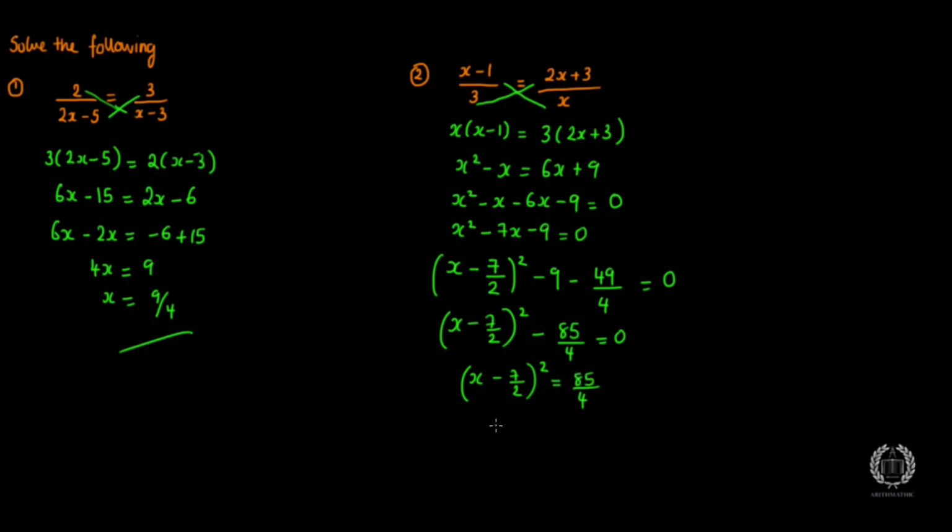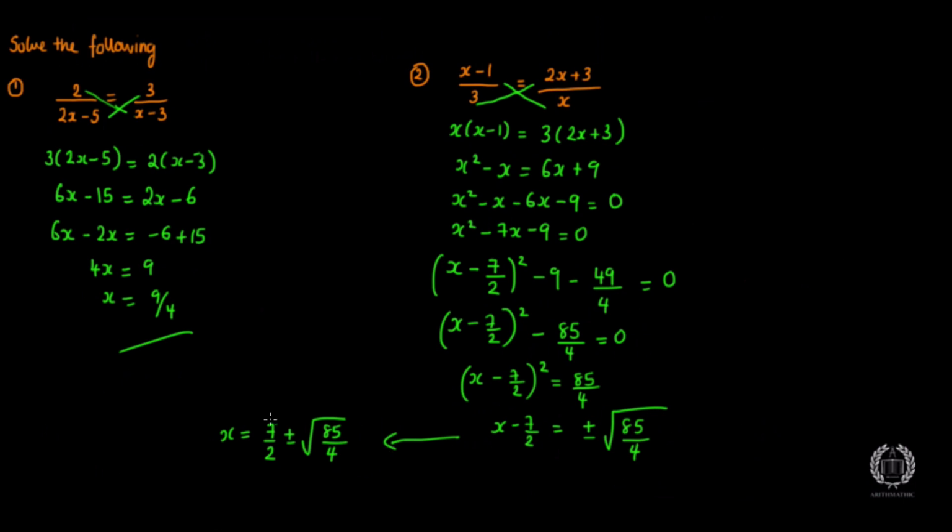Now, because you want to find x by itself, you need to get rid of the square. To get rid of the square, you need to square root, but you have plus and minus, because whenever you square root, you have two values. So you're going to have the square root of 85 over 4. Now the final step: x equals, because you want to bring this minus 7 over 2 to the other side, 7 over 2 plus or minus the square root of 85 over 4.